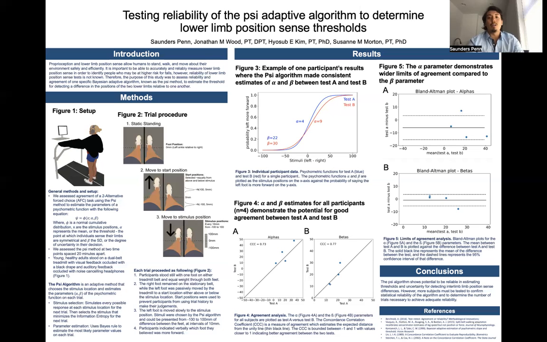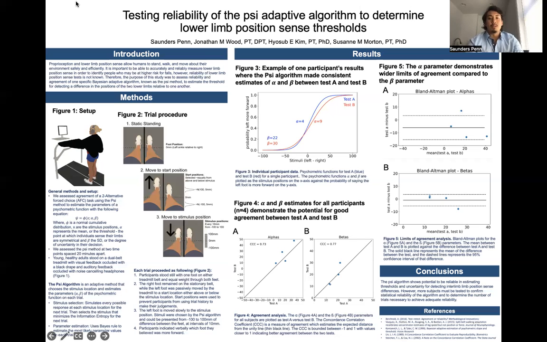Then an adaptive algorithm called the Psi algorithm calculated the most likely parameters for a psychometric function using Bayesian estimation. The alpha parameter is the threshold, which represents the point at which the participant feels that their limbs are symmetrical. And the beta parameter is the standard deviation, which represents the uncertainty in their estimates. Based on the participant's response, the Psi algorithm calculated the best stimulus location for the next trial by minimizing information entropy.